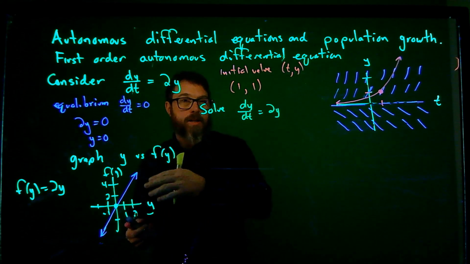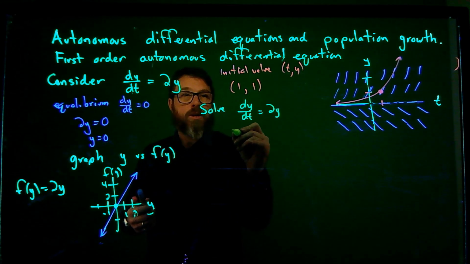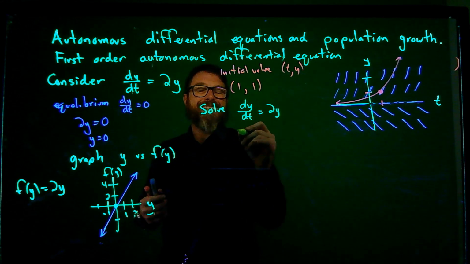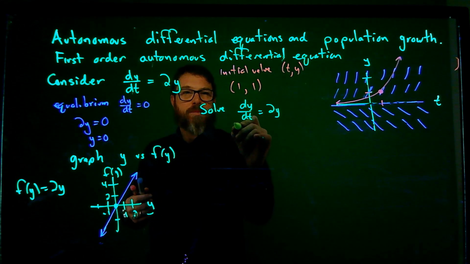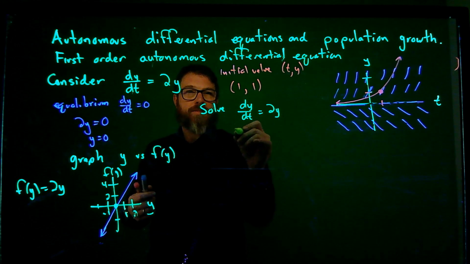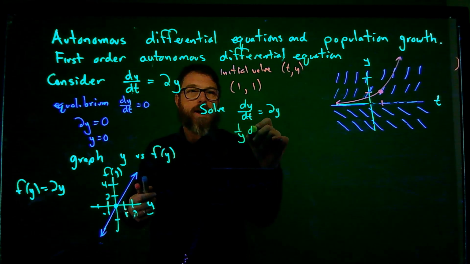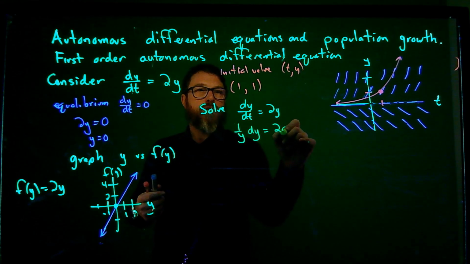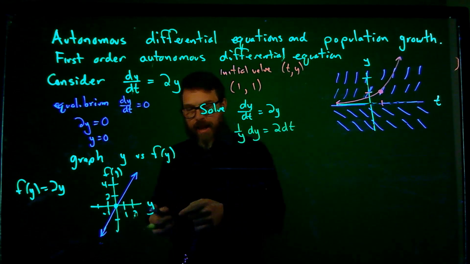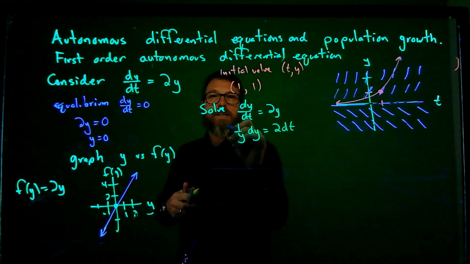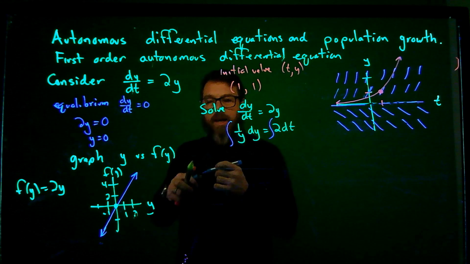I can put all the y's on one side, all the x's on the other. So, I'm sorry, the t's on the other. So this is going to be, I'll leave it 2. So let's go 1 over y dy is equal to 2 dt. And since I now separated these things, I can integrate this on both sides.